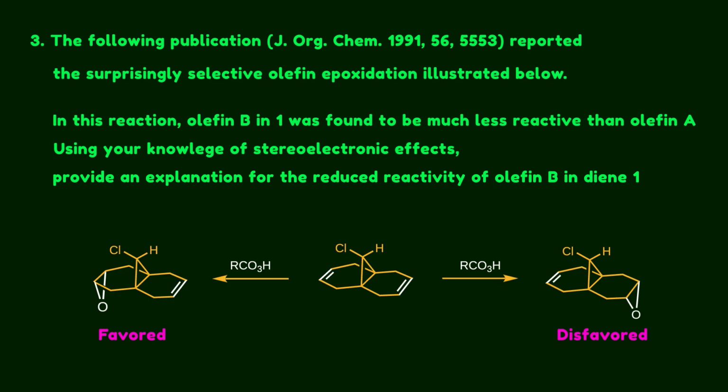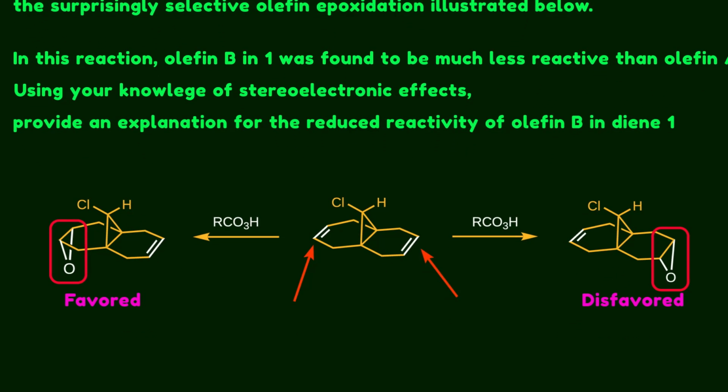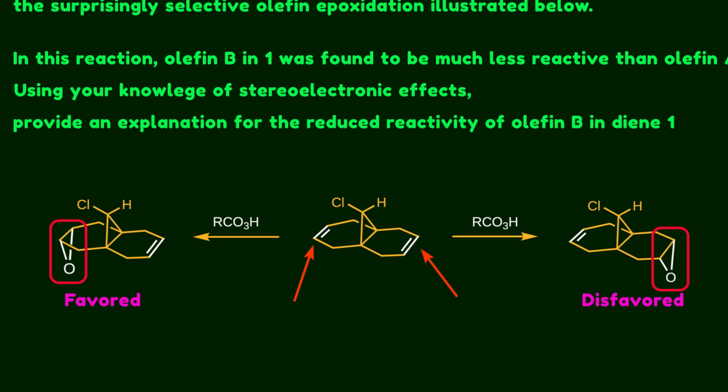Now let's go through the last question. Here we are looking at the selective epoxidation reaction. Olefins can be oxidized by peroxy acids to form an epoxide ring, which is a highly useful functional group for further transformations. In this particular compound, there are actually 2 double bonds that could potentially undergo epoxidation, but only one of them reacts preferentially. If you look closely, the chlorine atom is positioned near one of the double bonds, making it more reactive under epoxidation conditions.